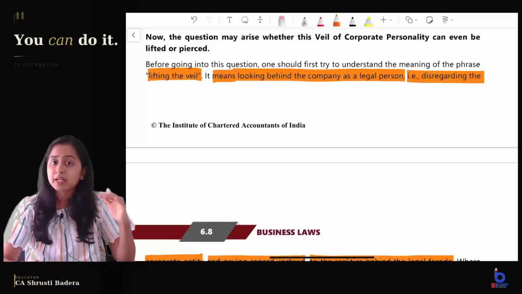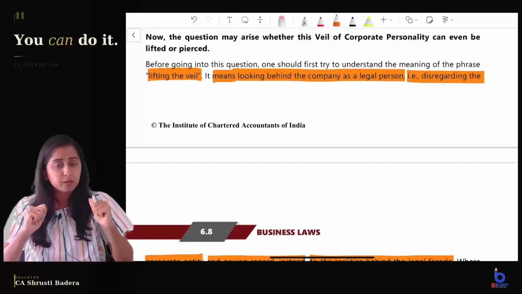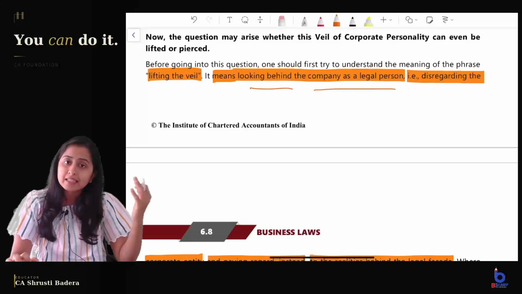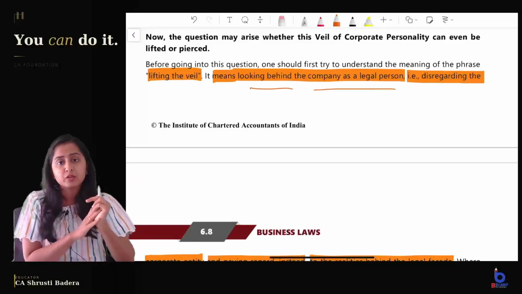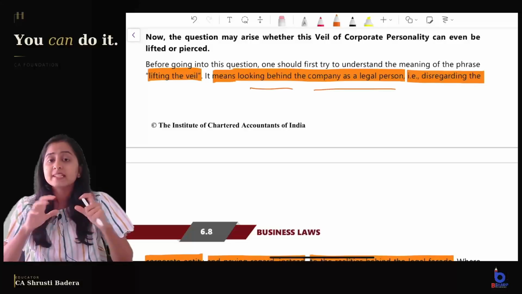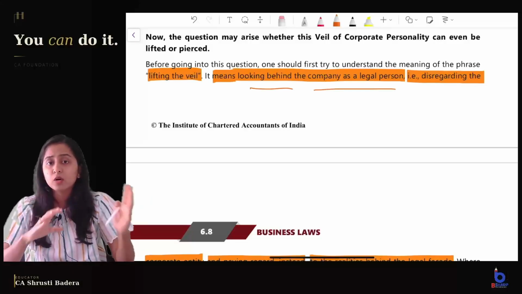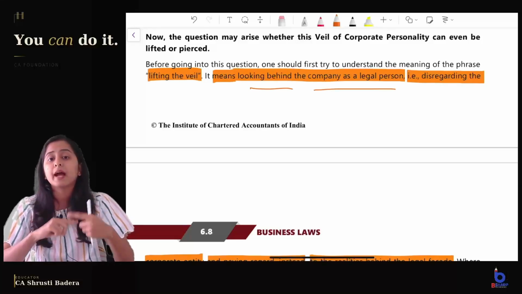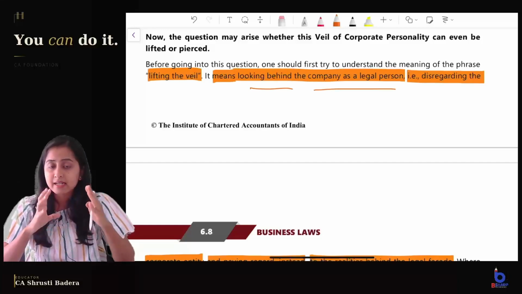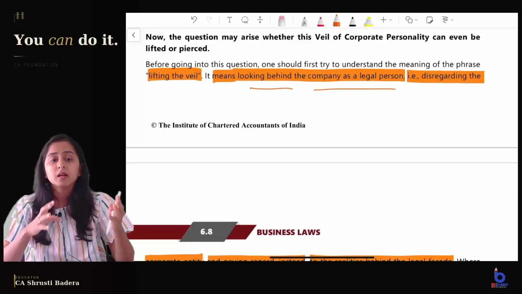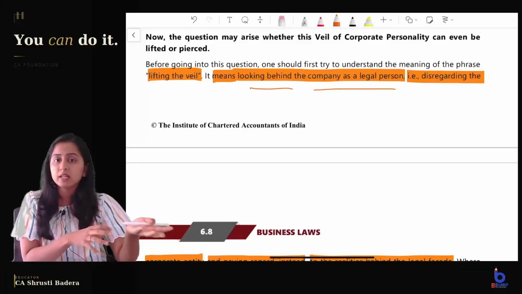But can this corporate veil be lifted? What is the meaning of corporate veil? It means looking behind the company as a legal person, that is, disregarding the corporate status of the company and looking behind who is actually controlling the company. So in some specific cases, the court can decide to lift or pierce the corporate veil and look behind the company at who is actually controlling it. At such times, the court disregards the corporate status of the company and will punish the people who are actually controlling the company.